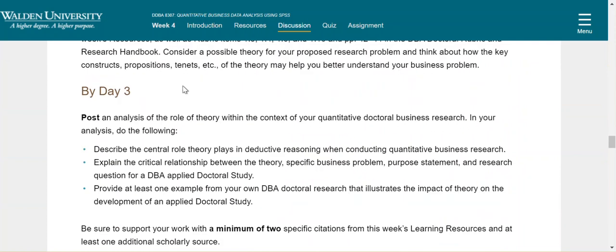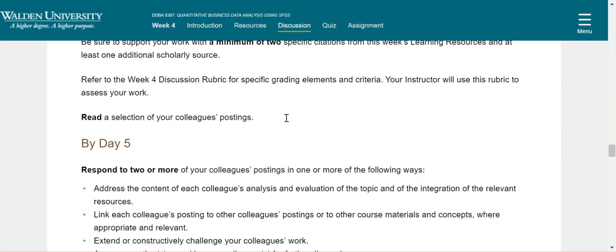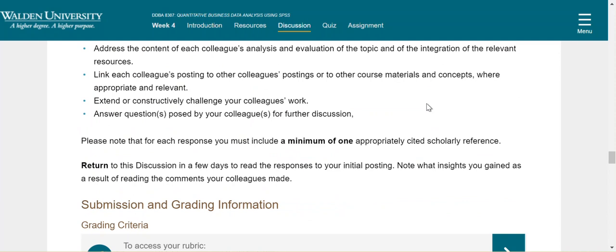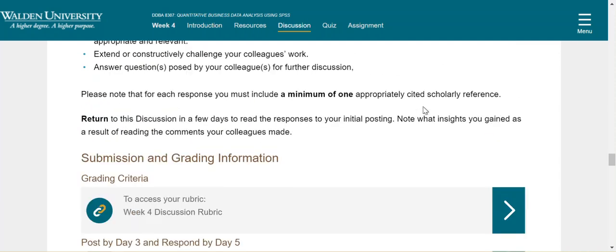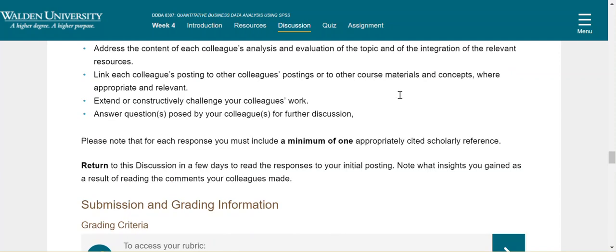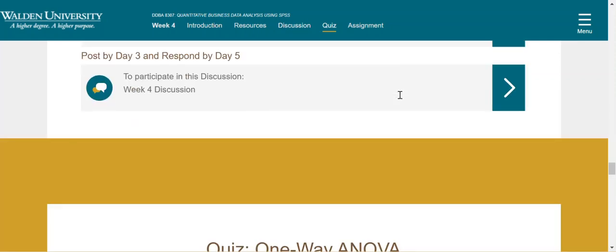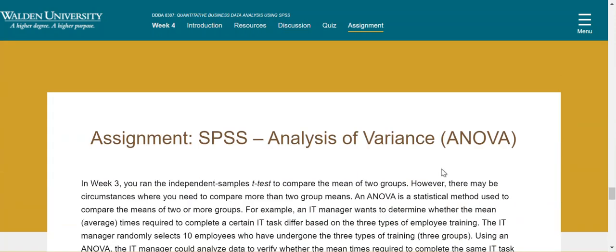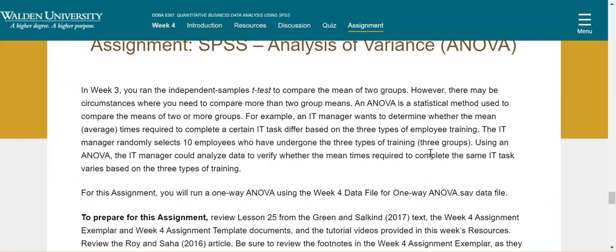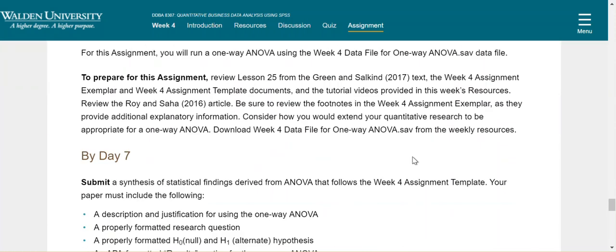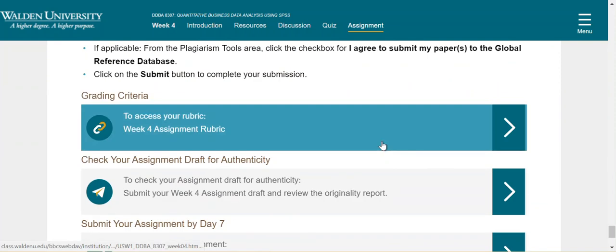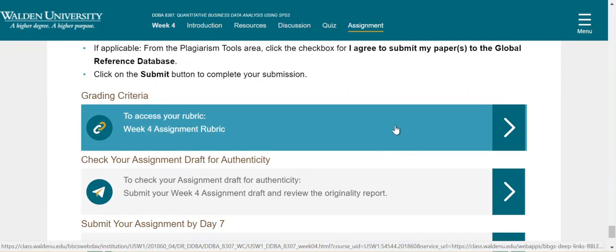Remember, your initial post is due by day 3, and by day 5, make sure you've gone in and responded to at least 2 of your peers, and the more the better. I will accept submissions up to day 7. And then finally, you have your one-way ANOVA quiz that is due by day 7. As we've already discussed, your analysis of variance assignment, the exemplar, and the template are provided to you above.